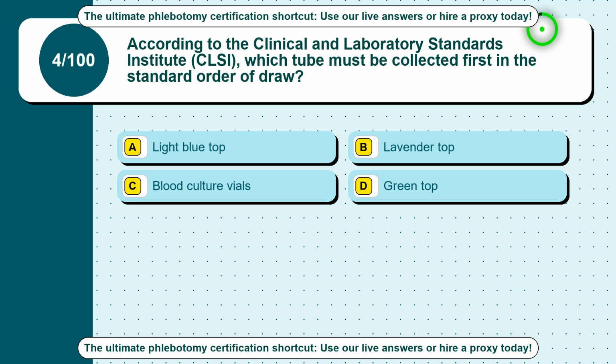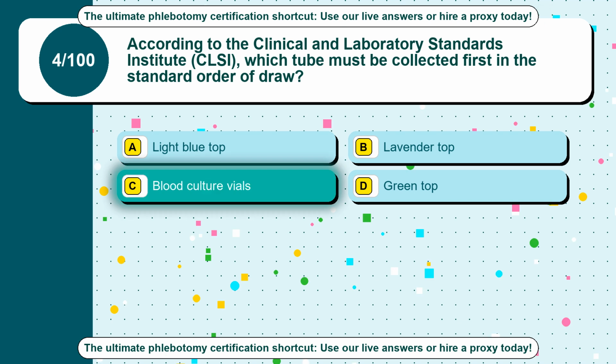Question 4. According to the Clinical and Laboratory Standards Institute, CLSI, which tube must be collected first in the standard order of draw? Option A, light blue top. Option B, lavender top. Option C, blood culture vials. Option D, green top. The correct answer is option C, blood culture vials.